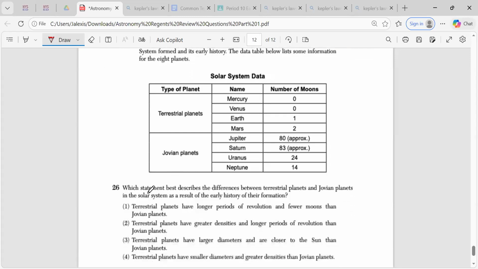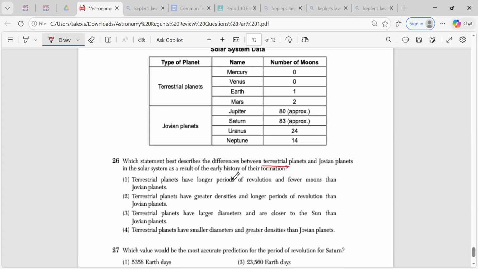It says, which statement best describes the differences between terrestrial planets and Jovian planets in the solar system as a result of the early history in their formation? One of the things I see when I'm looking at this option: terrestrial planets have longer periods of revolution, and fewer moons than Jovian planets.